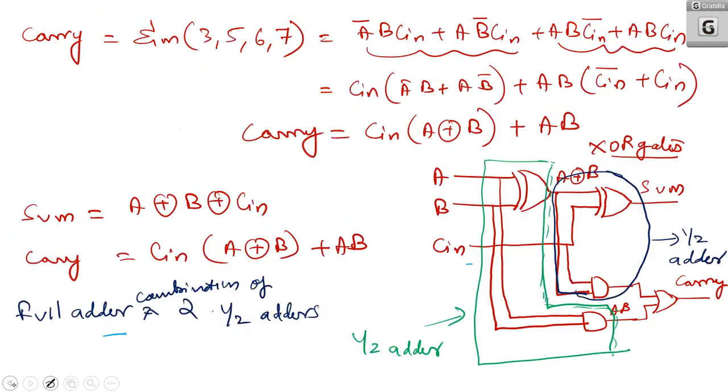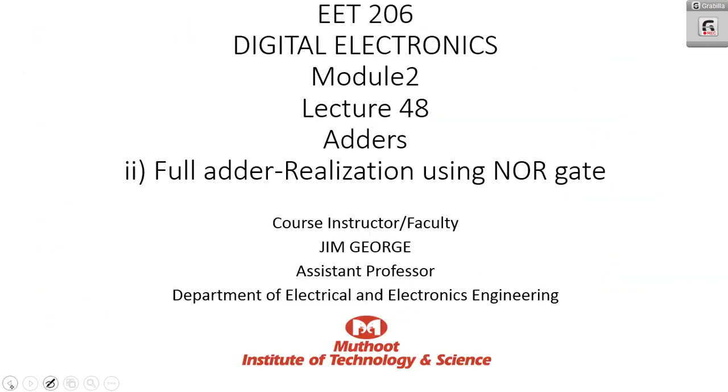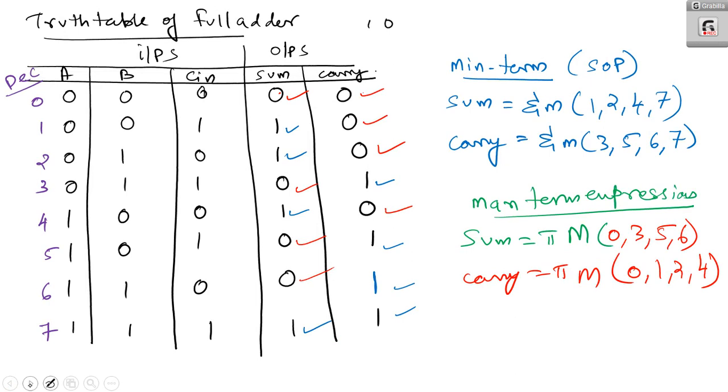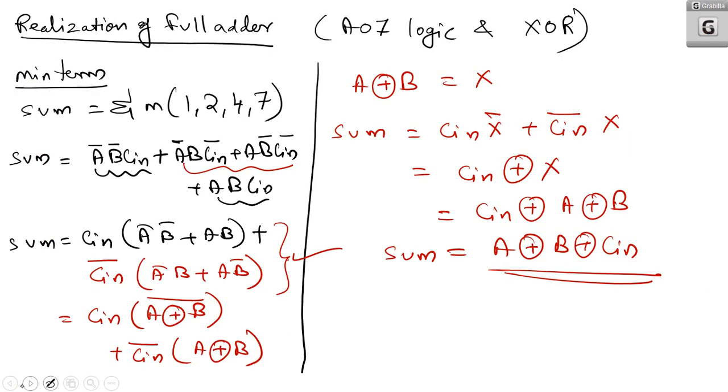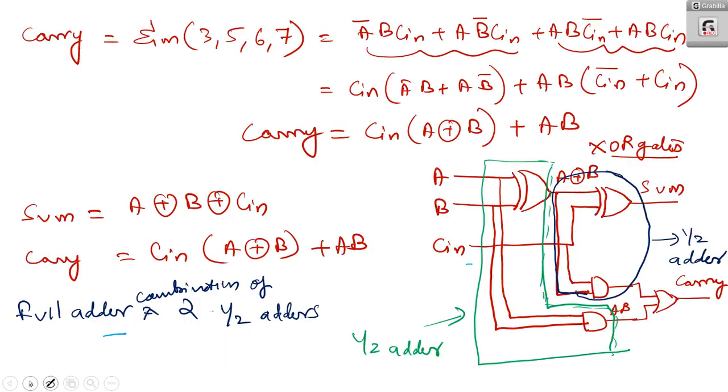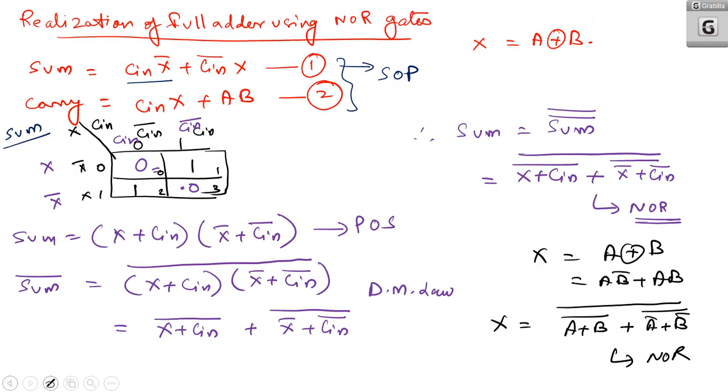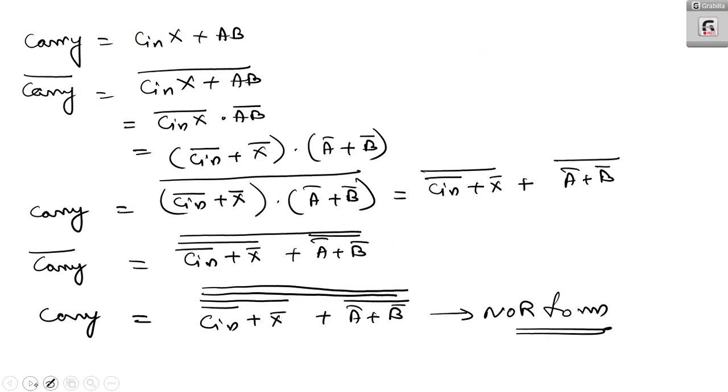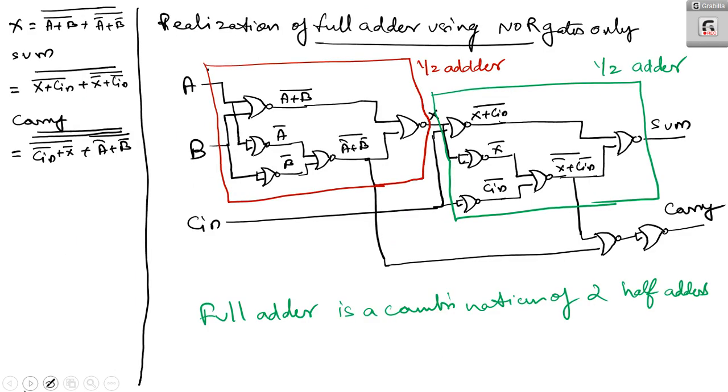So by this lecture, I am ending the lectures on full adder. In lecture number 46, we introduced what a full adder is, from the AND-OR logic and XOR logic. In lecture number 47, we dealt with the realization of full adder using NAND gates only. And in this lecture, lecture number 48, we have realized the full adder using NOR gates only. So in the next lecture, we will be starting with subtractors. We have full subtractor as well as half subtractor.